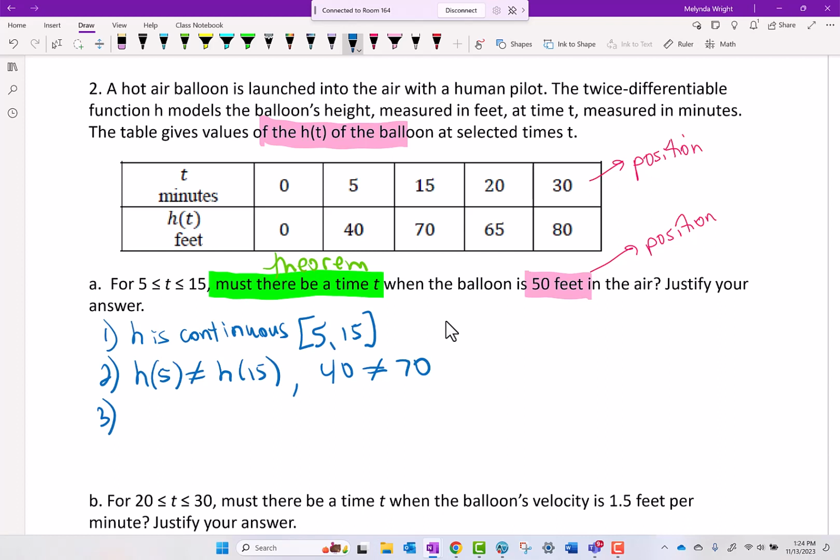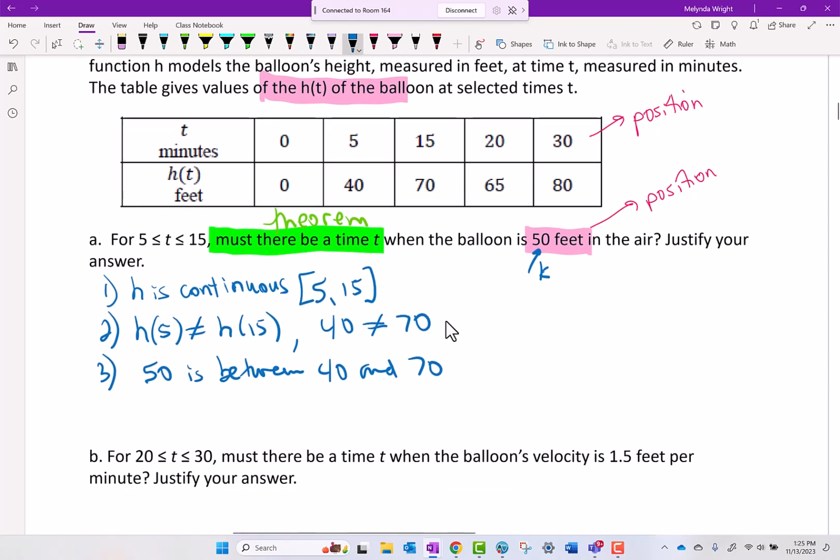It's the y value. It's this. 50 is K, right? That's the y value. So we have to say 50 is between, not 50 is between 5 and 15, because 50 is a y value. 50 is between the y values at 5 and 15. 50 is between 40 and 70.